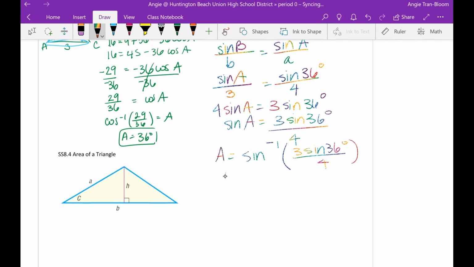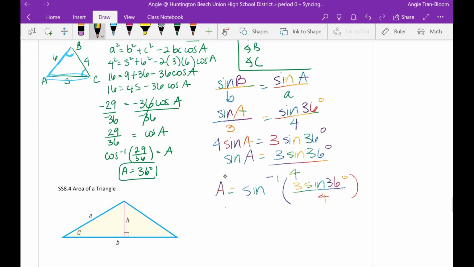Why am I writing A both times? Sorry, this is angle B. My bad. I just confused you, didn't I? Angle B. Angle B equals, okay. So B is 26 degrees. Let's fill that in.